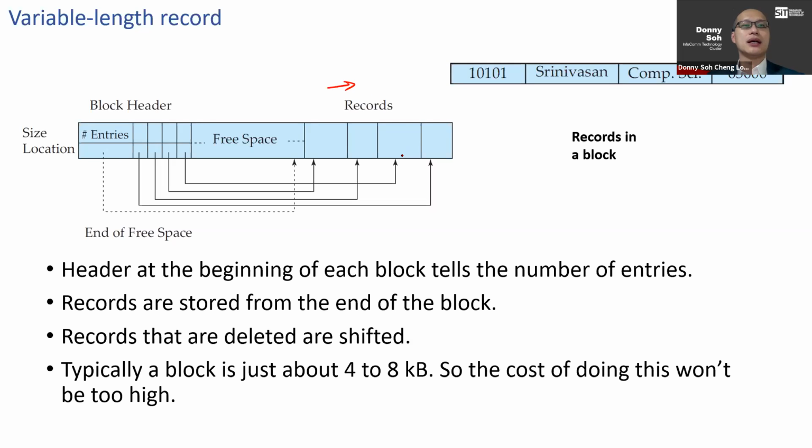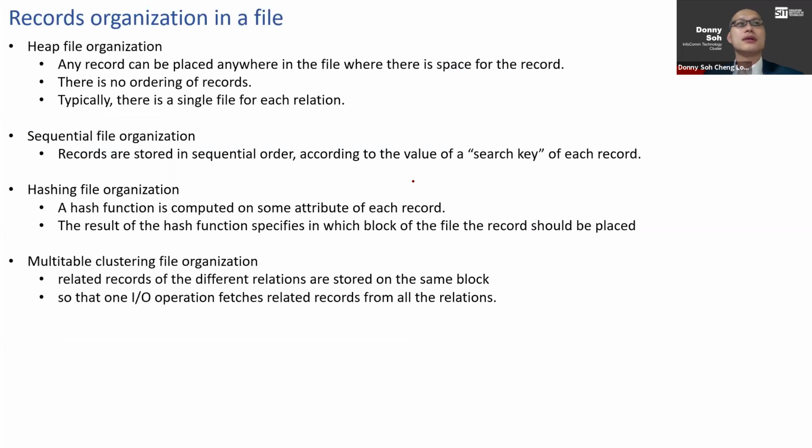So typically, a block is about 4 to 8 KB, so the cost of doing so is not too expensive. This is the assumption. I hope this is clear. So we covered two types of records. One is the fixed length record, and the other one is the variable length record. The other thing we want to talk about is record organization in the file. There are 4 types, so we'll just go through each type one by one.